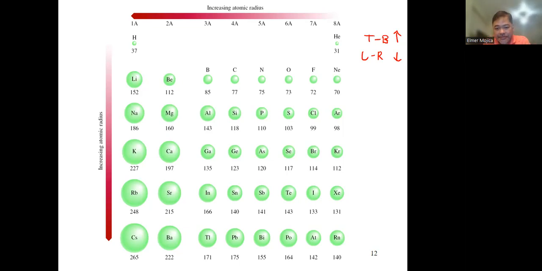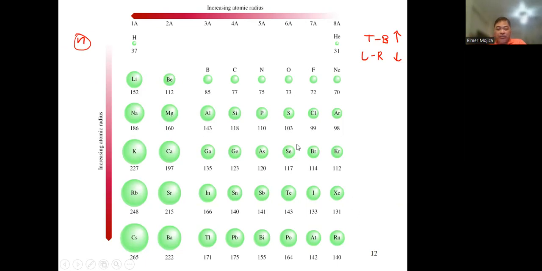Now, from top to bottom, you're increasing. Remember the definition of the principal quantum number, the one that we have in terms of the size. So as you increase the n, okay, you have a new energy level. So what happened there? It becomes larger. So from top to bottom, okay, the atomic radius or atomic size increases.